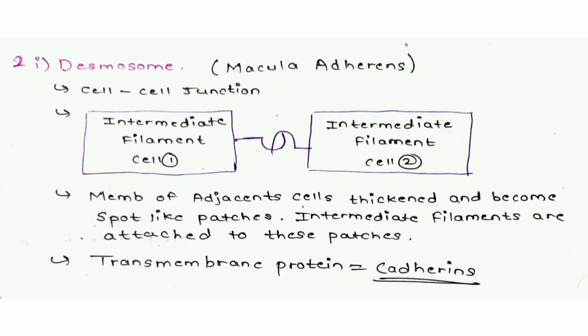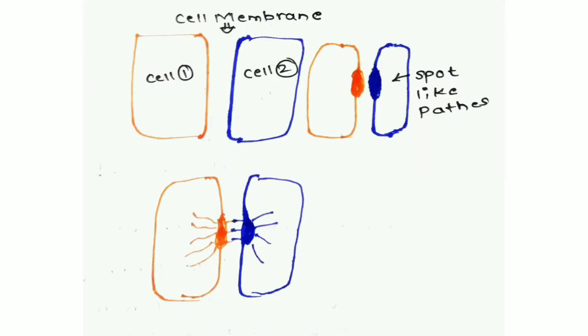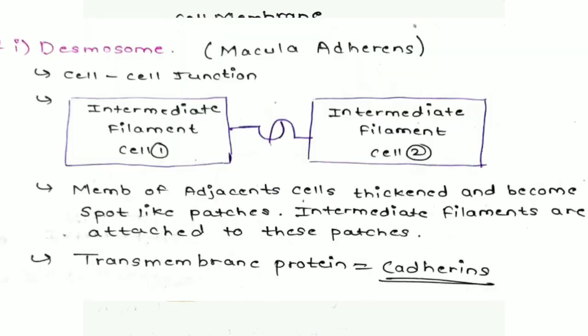Moving on towards the third type, that is desmosome. Desmosome is a cell to cell junction where the intermediate filaments connect two adjacent cells. It is also known as macula adherens. The membranes of adjacent cells are thickened and become spot-like patches. Intermediate filaments are attached to these thickened patches. Some of these filaments are parallel to the membrane and others are arranged in a radiating fashion. Desmosome functions just like tight junction. The transmembrane proteins involved in desmosome are mainly cadherins.